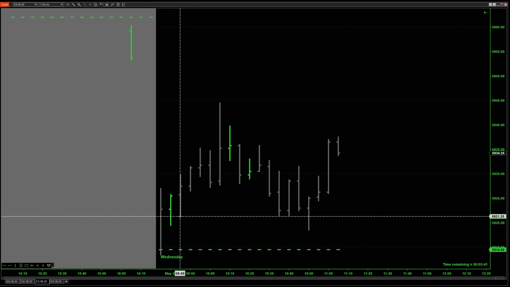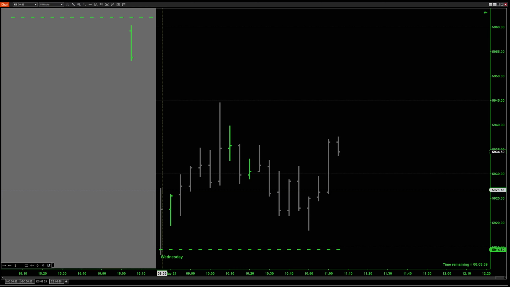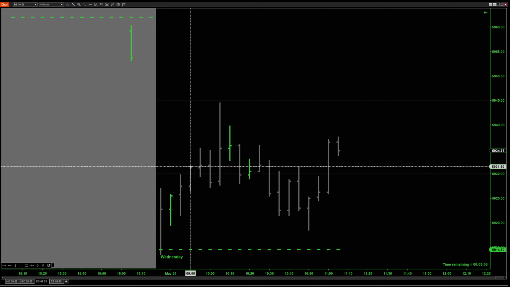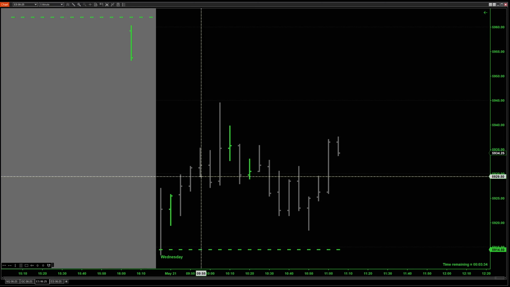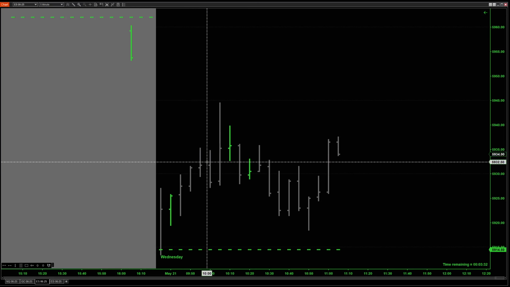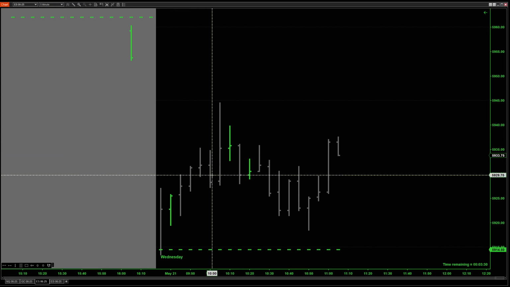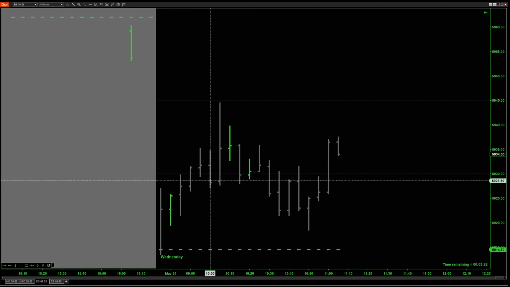Then this bar made a higher low and a higher high than this bar. Higher low, higher high than this bar. Higher low, higher high than this bar. This bar made a lower high and a lower low. This is a reversal bar.